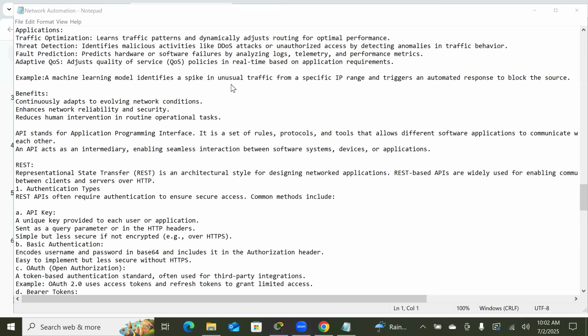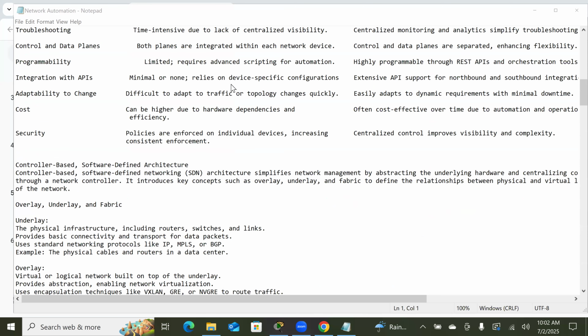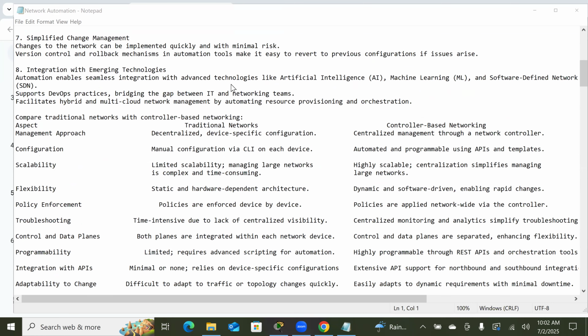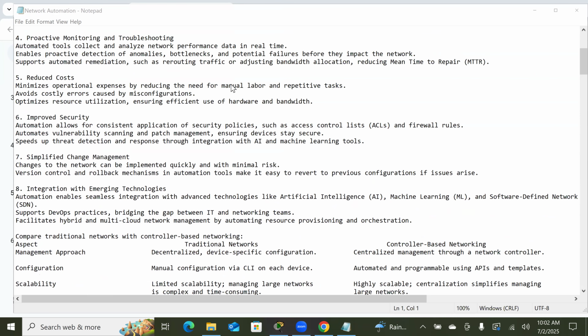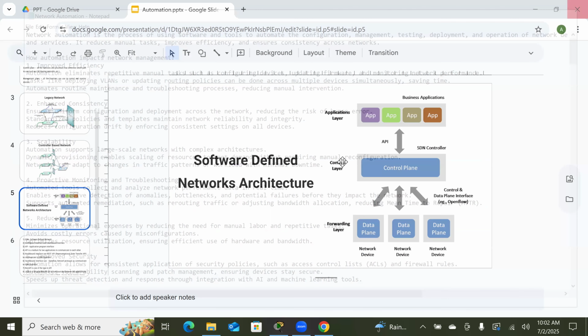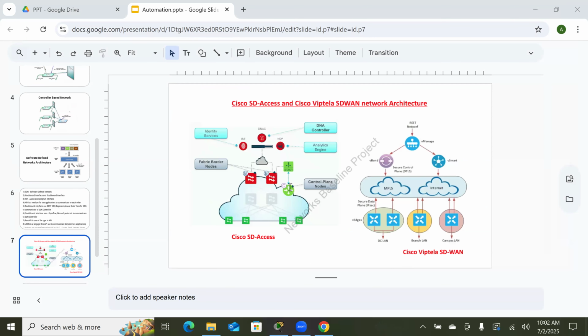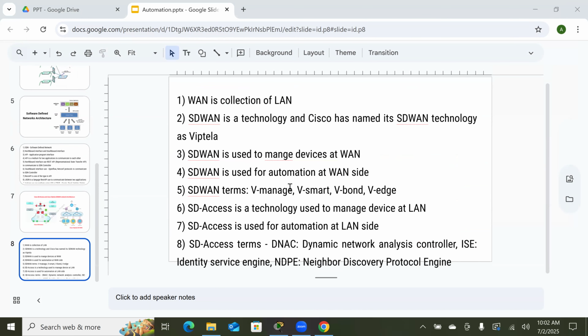Still, I have a lot here. You can read it if you want. I have explained the differences between the traditional network and the controller-based network, and what exactly network automation is and how it's going to impact network management. Everything is there. It's just for your knowledge. They may ask what network automation is and so on.